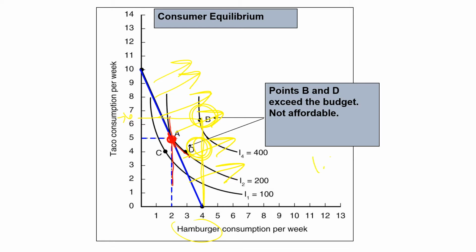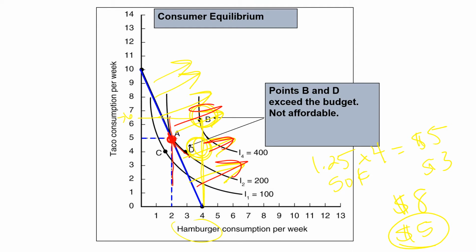Well, the hamburgers were $1.25, the tacos were 50 cents, and if we multiplied that out, 4 times 1.25 is $5, and 50 cents times 6 is $3. That's going to be $8, and our budget was only $5. So again, anything to the right exceeds budget.